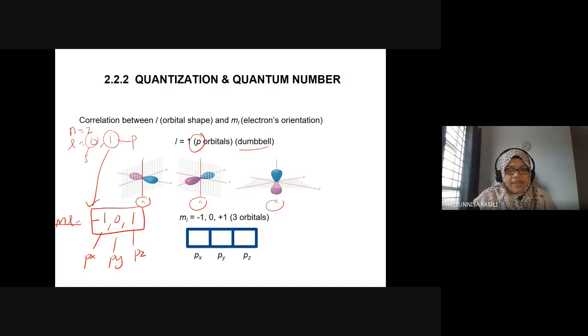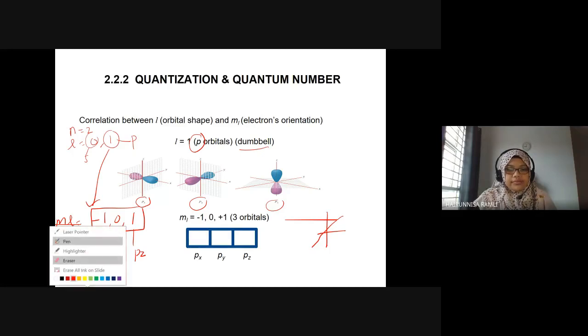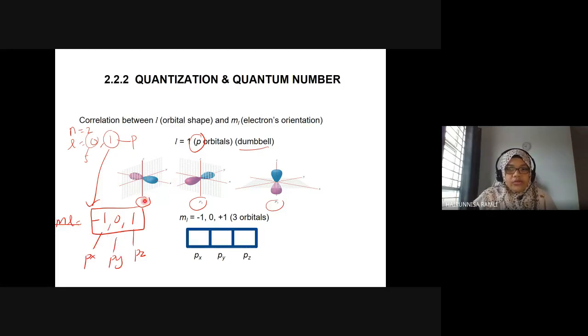Okay, macam mana nak draw PX? Simple je. You buat tiga kan? Macam ni kan? Bila you buat tiga tu, saya tunjuk je lah kat sini. Bila you buat tiga tu, PX meaning that the balloon or the dumbbell is on the X axis, PX. Kalau PY, the balloon is on the Y axis. PZ, the balloon is on the Z axis. Okay? Itu bentuk dia kat situ. Sebab tu dia kata ML is actually referring to the orientation. Orientation ni memanglah negative 1, 0, 1. Itu orientation. Tapi dia relatekan balik dengan PX, PY, PZ. Okay. Clear ke? Ada satu yang X, ada satu yang Y, ada satu yang Z.